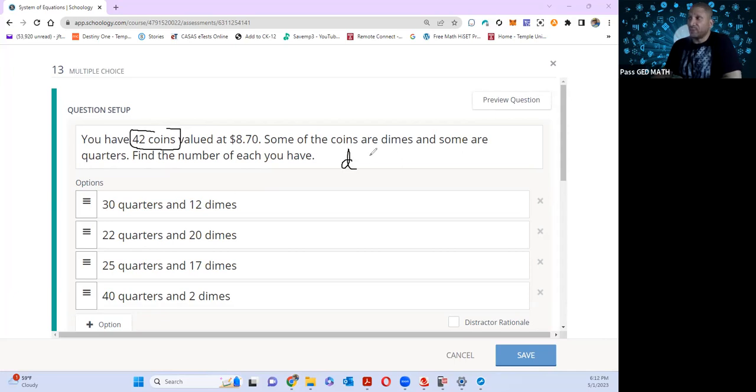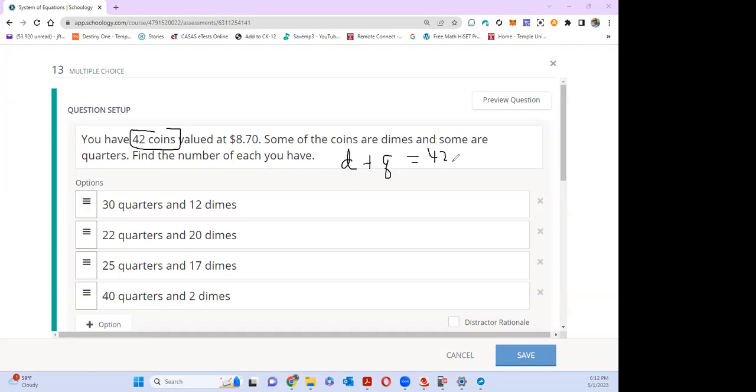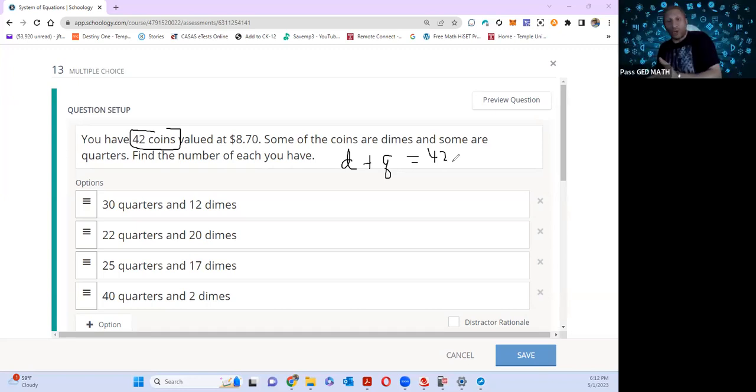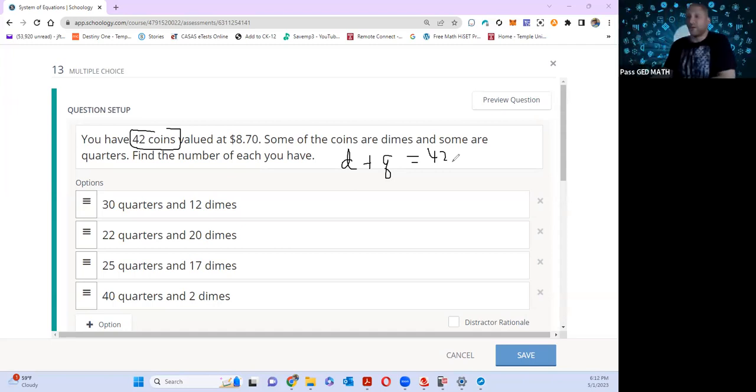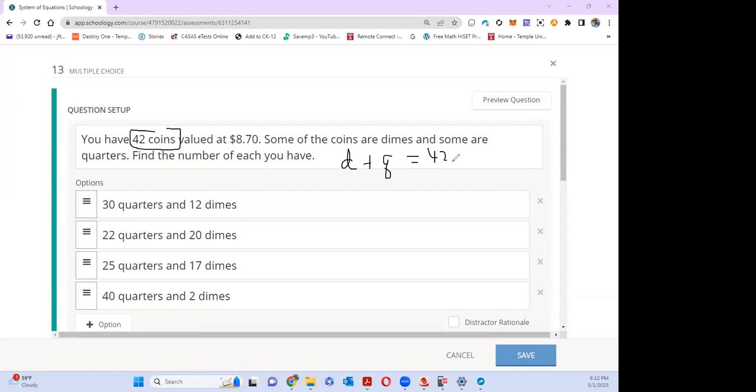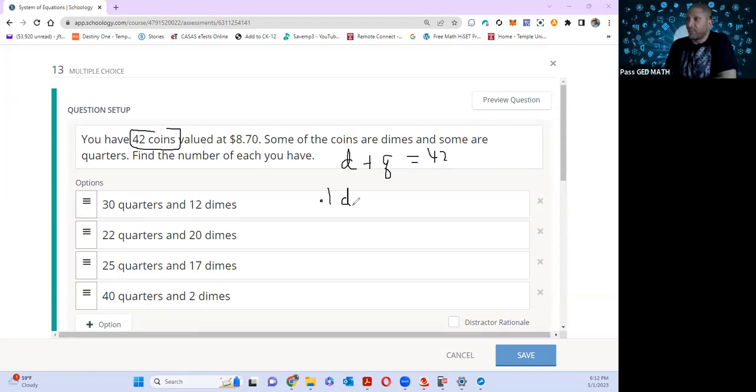So that's dimes plus quarters equal 42. We don't know how many dimes there are. We don't know how many quarters there are. But what we know is there's 42 total coins. So D plus Q equal 42. Does everybody understand that? The second part would be 0.1 times the number of dimes plus 0.25 times the number of quarters equal 870.